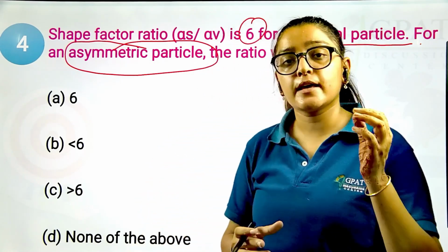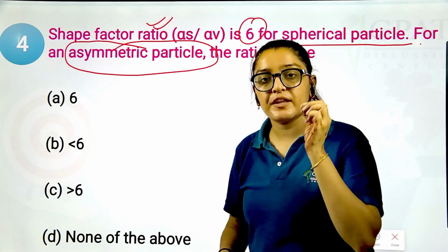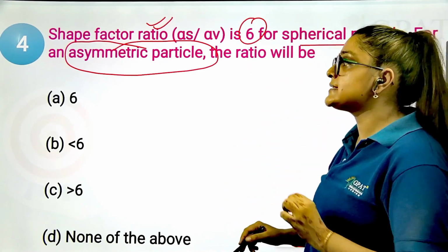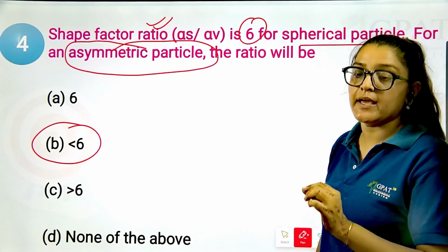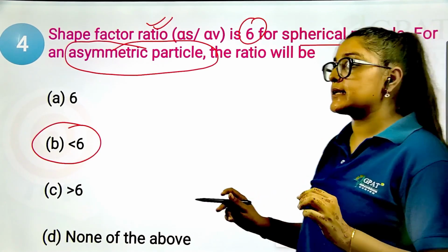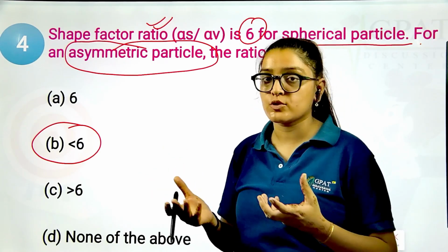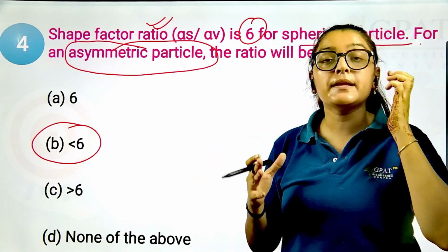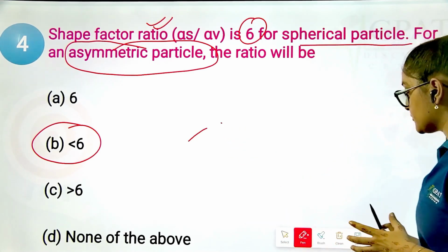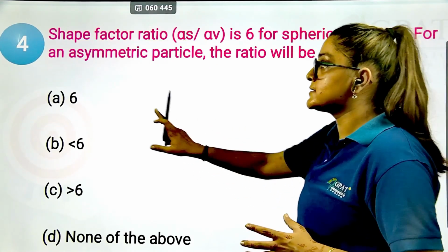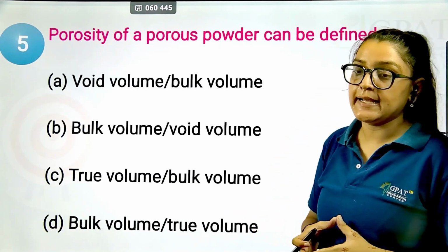But no worries, here we have to look at the shape factor ratio. If for a spherical particle it is 6, for an asymmetrical particle it will most evidently be less than this. Okay, so here you can see the particle shape. If it is an oblong particle, then it can be more than 6. But for a considerably asymmetric particle, it will be less than 6. For a complete sphere, it will be considered to be 6. Okay, so here option B is the correct answer.